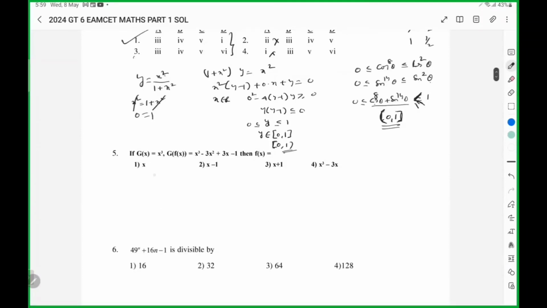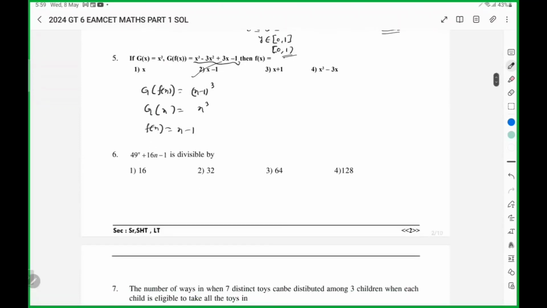Here g of f of x is (x minus 1) whole cube, this whole thing. So g of x is given as x cubed. So f of x will be x minus 1, obviously.